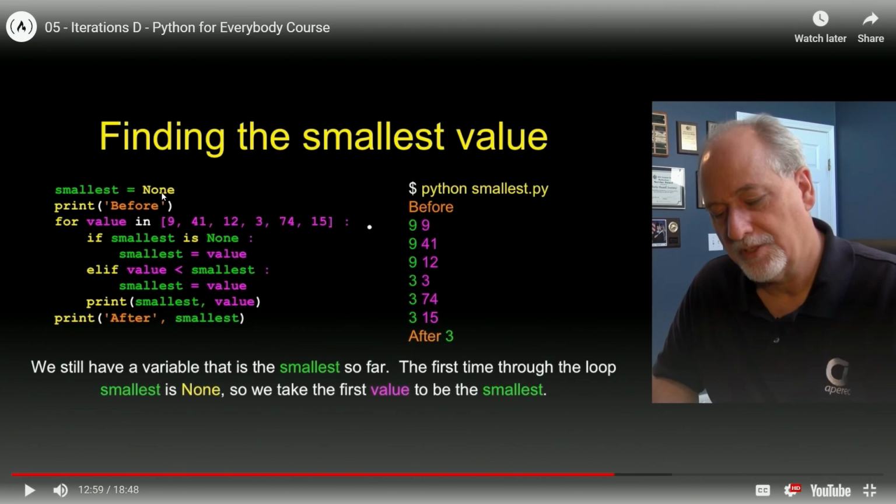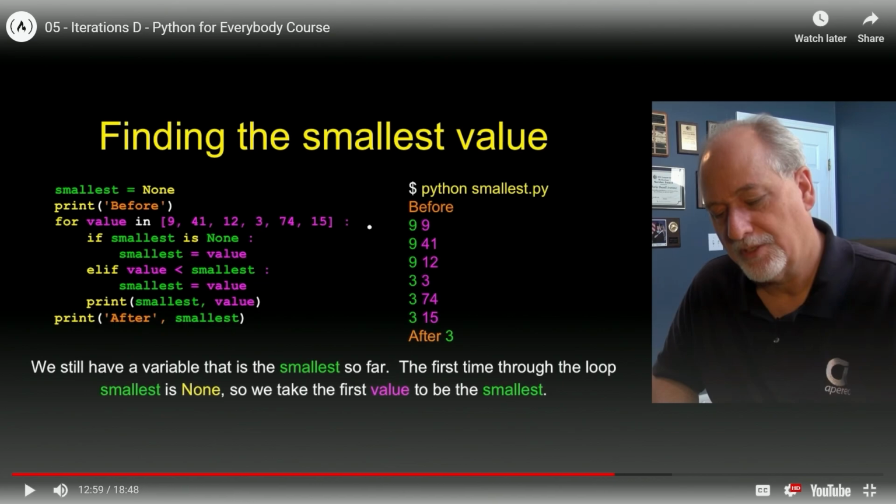All right, smallest equals None. Print before. For value, blah, blah, blah. If smallest equals None, we're going to say smallest equals value, okay? So we're going to check to see if smallest is None, and then we're switching it to whatever the value is. Else if value is greater than smallest, we're going to do smallest equals value, okay? So it's basically adding this part right here.